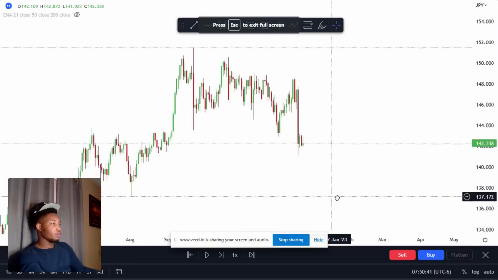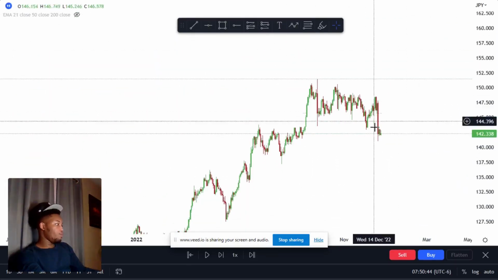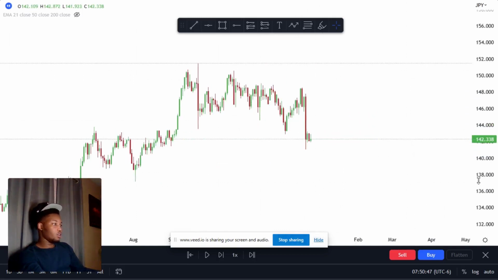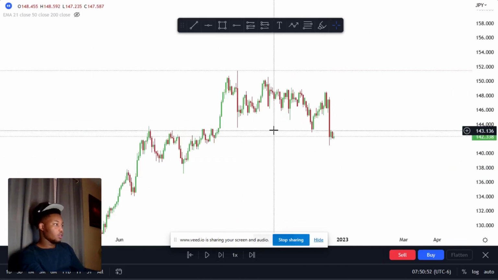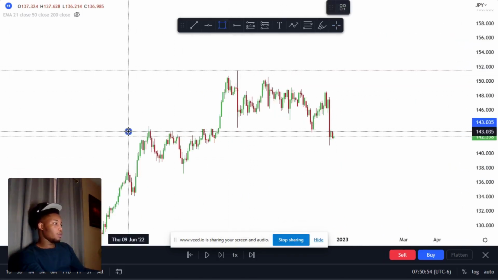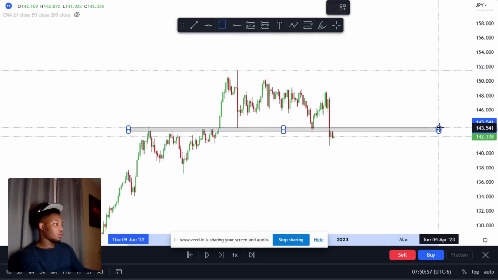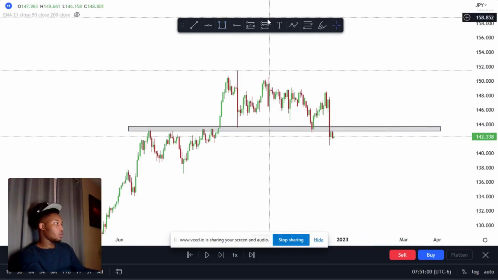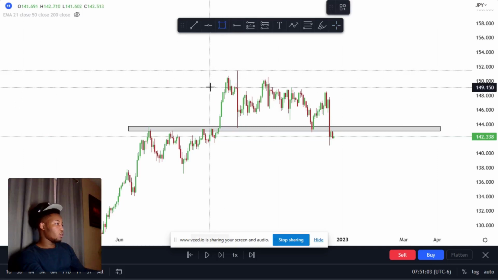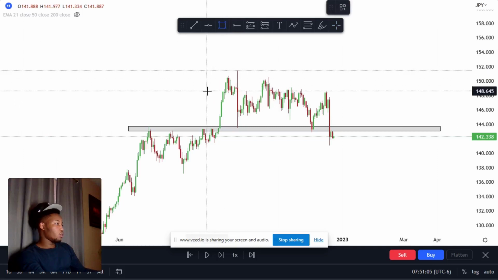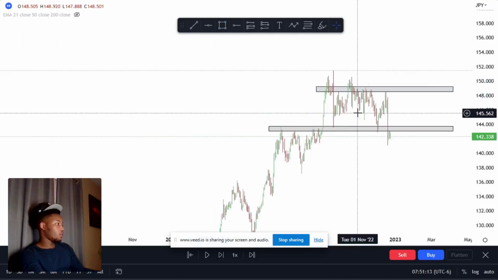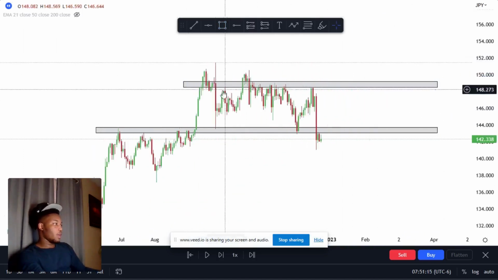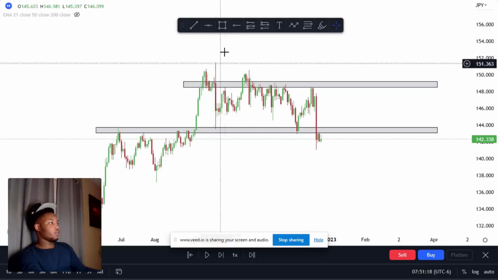Okay, so previously, before we had this big red candle to the downside, we were trading. Always, if you look at my previous video, you can see I always trade support and resistance, right? So this would have been our former support zone, and this would have been our former resistance right there.